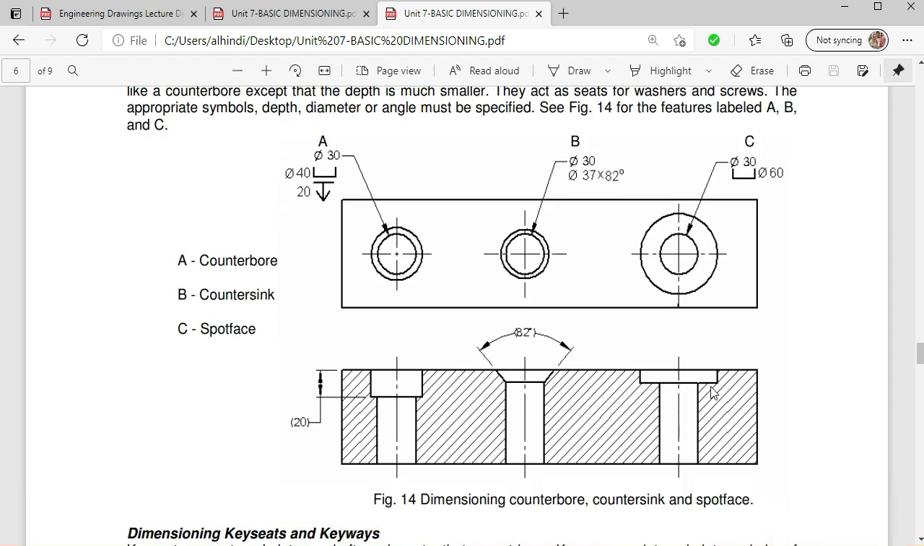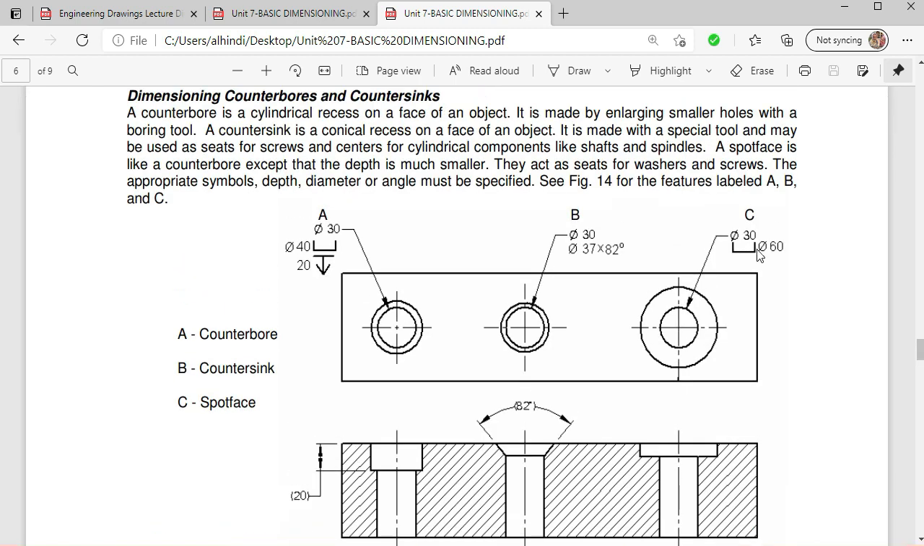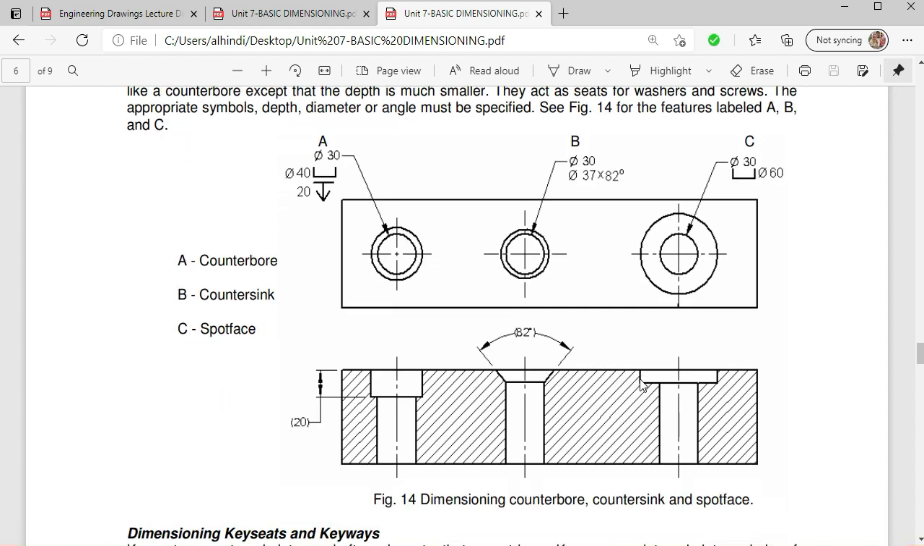So this is the depth, and this is the spot face. Spot face is basically used for washers. So here this is the phi 30, and then this counter bore sign, which means that this is the diameter up to a certain depth, and we can also define the depth. We can write it like that here.